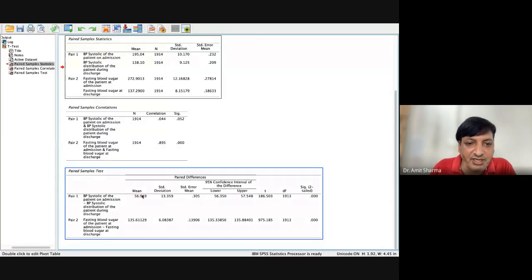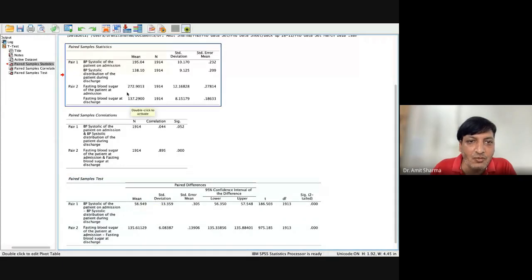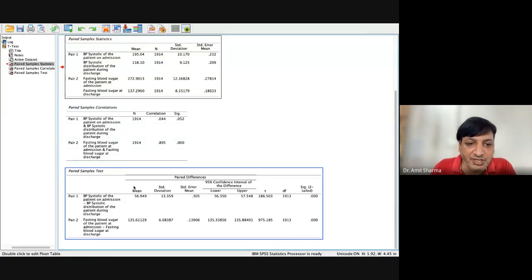Difference of 56 mmHg. And if we say how much glucose level has been reduced during the treatment, we are able to say that at least 135 mg per deciliter value for the fasting blood sugar. So this mean value we are quoting, clear?